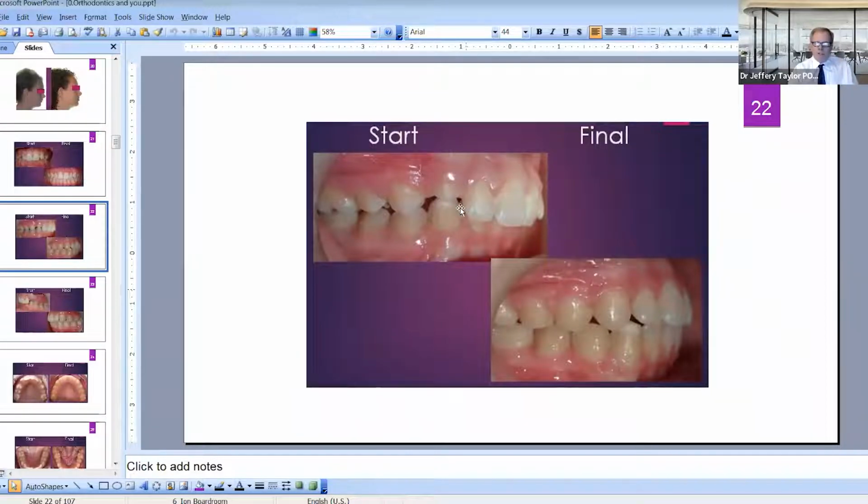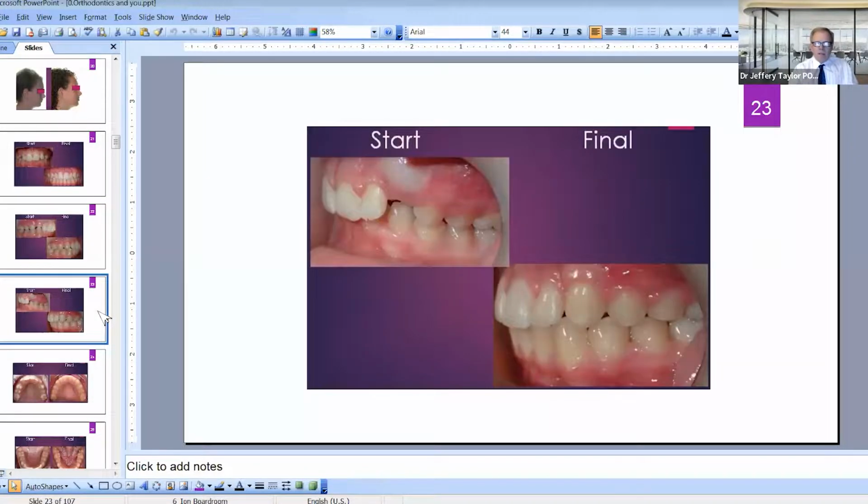And here, again, you remember from our discussion about 10 minutes ago, this is a very big class 2. This is about 5 millimeters off, and this is about 5 to 6 millimeters of class 2. This is class 1 with the upper 3 right between lower 4, lower 3. So this is very, very nice.